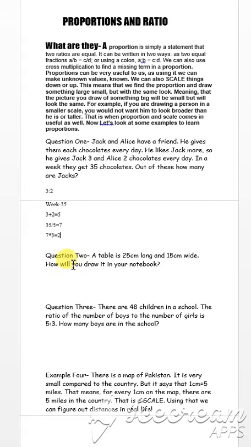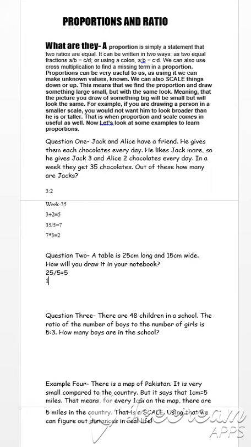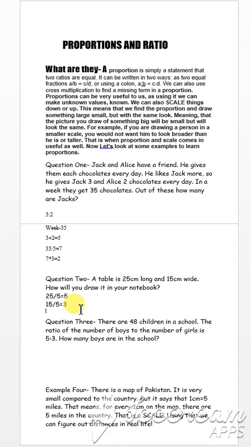Now, let's move on to the next question. A table is 25 centimeters long and 15 centimeters wide. How will you draw it in your notebook? Well, obviously it's too large to draw in your notebook, so you can scale it down. Now, which number are both of these divisible by? 5. Exactly. So now we'll just divide 25 by 5, which is equal to 5. And then we're going to divide 15 by 5, which is equal to 3. Easy peasy, we found it. The length will be 5 centimeters and the width will be 3 centimeters.